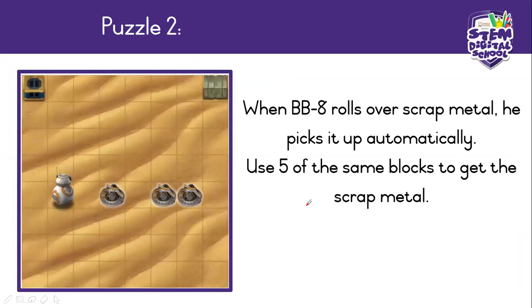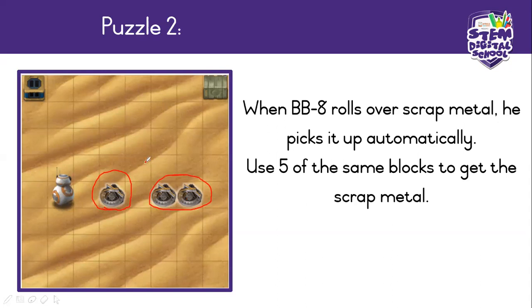Okay, this is what puzzle 2 looks like, and I'll just explain how BB-8 works. Okay, BB-8 wants to pick up all the scrap metal. Now you can see these pieces here. These are all scrap metal. Now when BB-8 rolls over them, he picks them up automatically. So you don't need to add a block that says collect or pick up or whatever. So if he moves over the scrap metal, he will pick it up automatically.